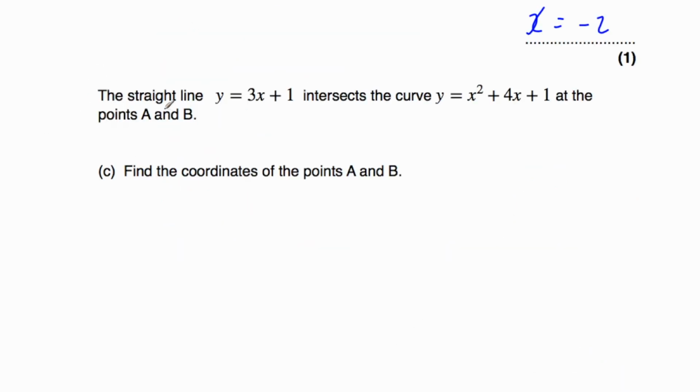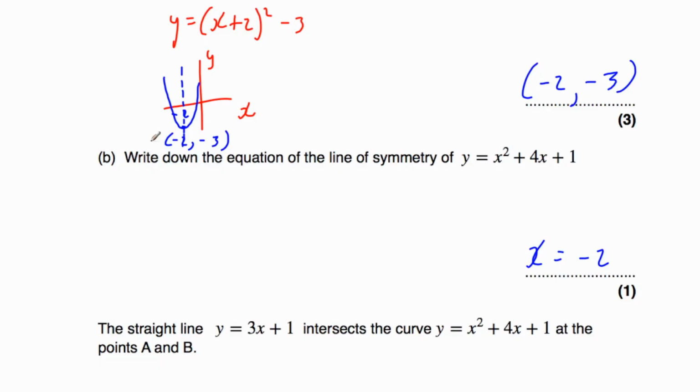So the next part says a straight line y equals 3x plus 1. So it's a straight line y equals 3x plus 1. So it's going to be a line that looks something like that. It intersects the curve y equals x squared plus 4x plus 1. So that's the curve we've been given in the question at the points A and B. And we've been asked to find the coordinates of those points A and B.